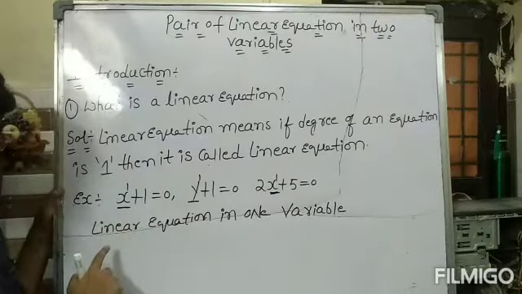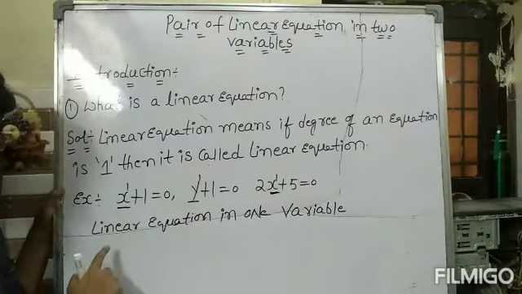A pair of linear equations in two variables means, for example, 2x plus 3y minus 5 is equal to 0 and 3x plus 4y minus 6 is equal to 0. These two are called a pair.